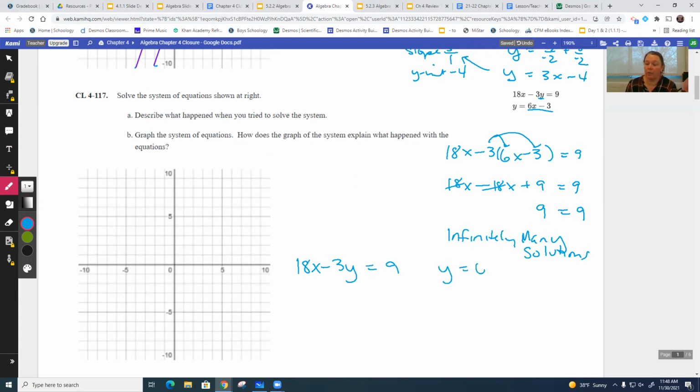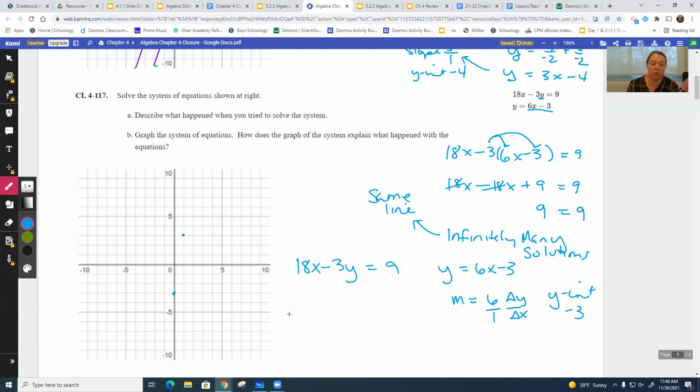And we had talked about before, if it's infinitely many solutions, you should get the same line right on top of each other. So this one is already in slope-intercept form. So m is 6, and I'm going to think of it as 6 over 1, so I can see a change in y over a change in x. My y-intercept is -3, so that means my graph starts at -3, and then I go up 1, 2, 3, 4, 5, 6, and over 1.